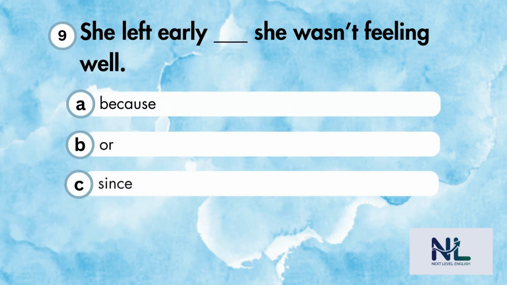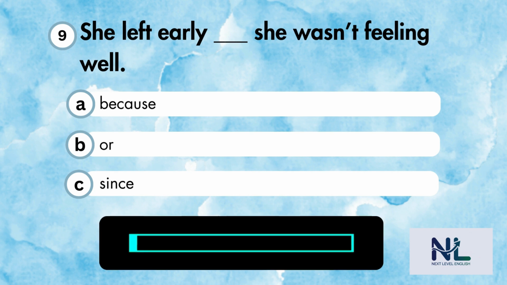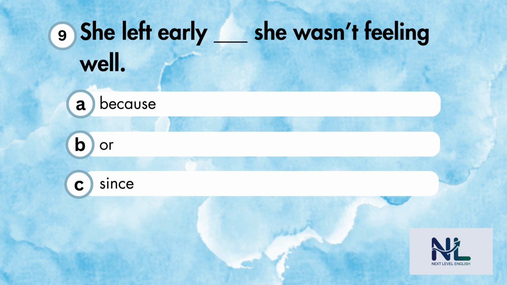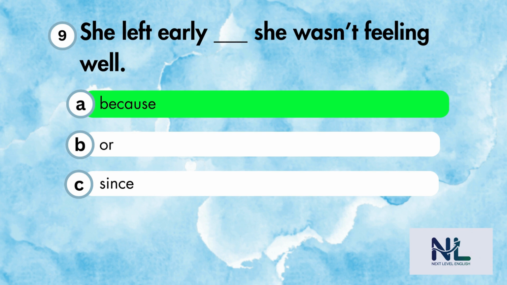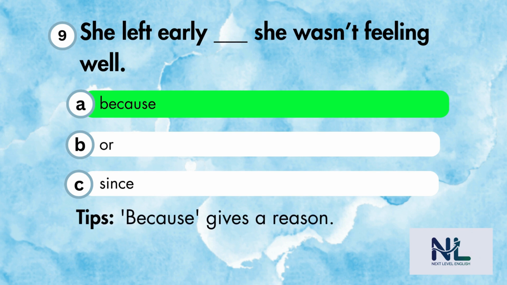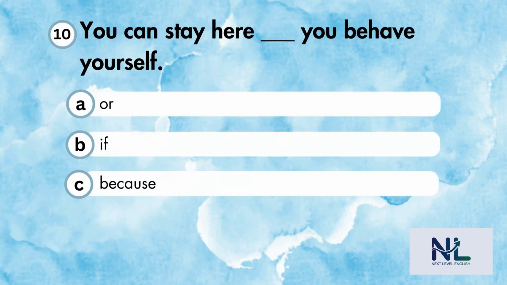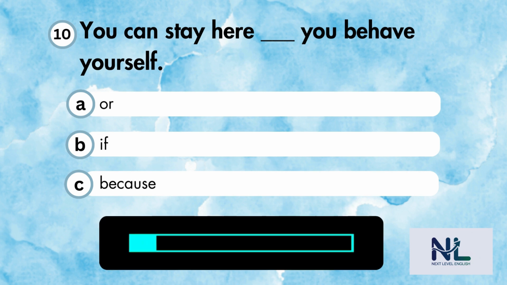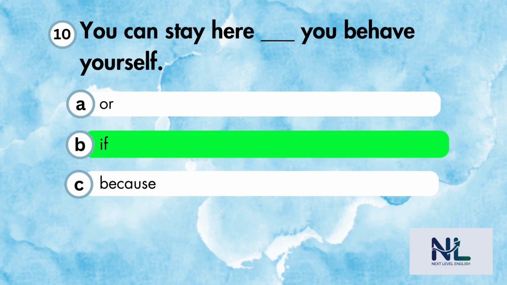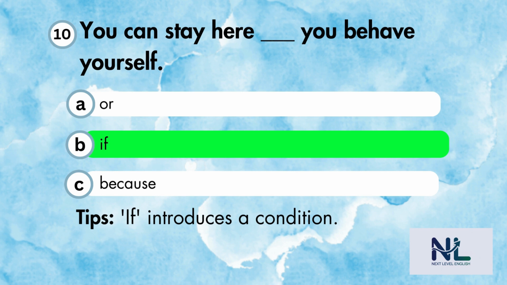9. She left early. She wasn't feeling well. Because. Tips, because gives a reason. 10. You can stay here. You behave yourself. If. Tips, if introduces a condition.